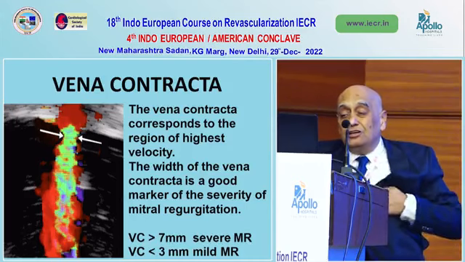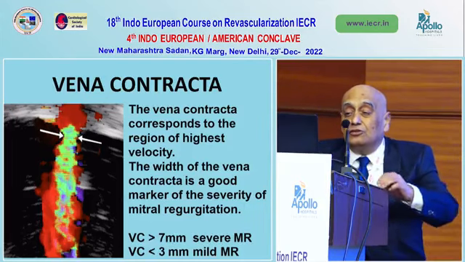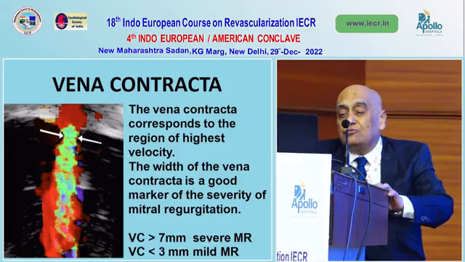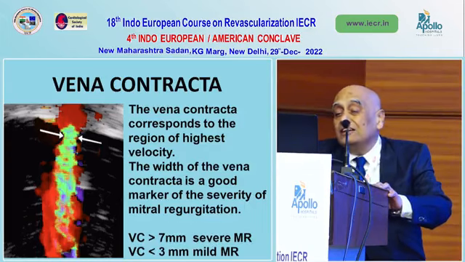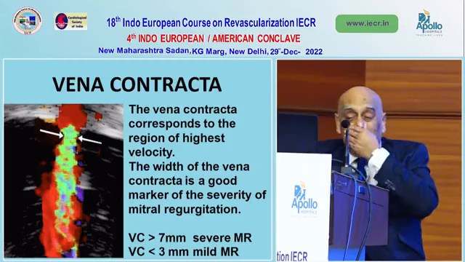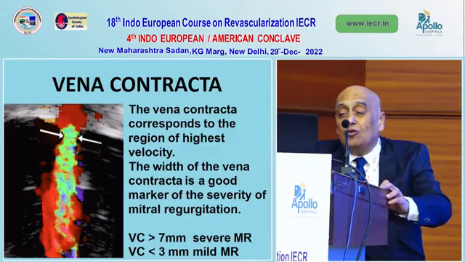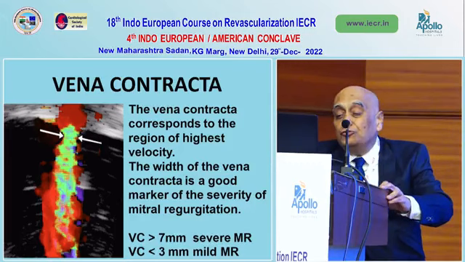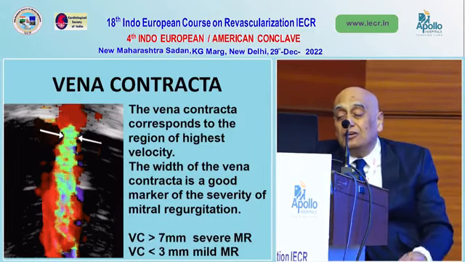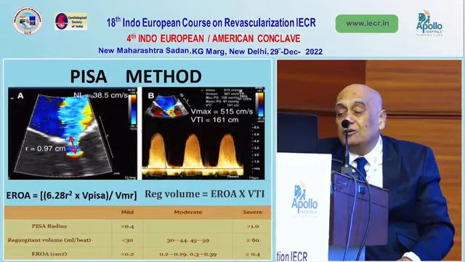But nowadays we are using other methods to compute the severity of mitral regurgitation, and that is the vena contracta. The vena contracta is the narrowest portion of the jet as it goes from the LV to the LA, just on the LA side of the mitral orifice. If the width of this vena contracta is more than 7 millimeters, it is severe MR, and less than 3 millimeters is mild MR.